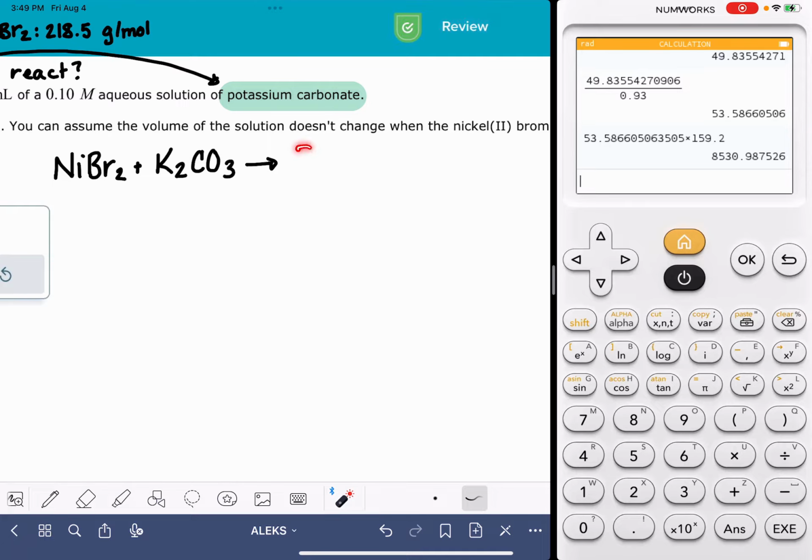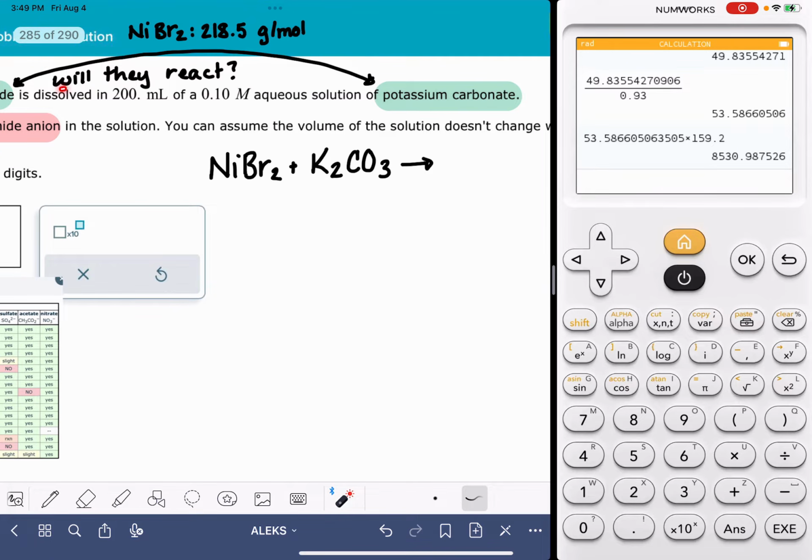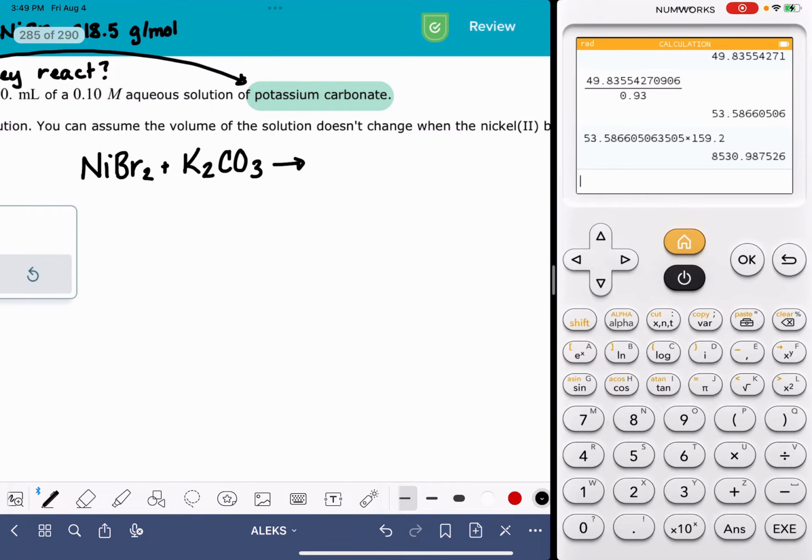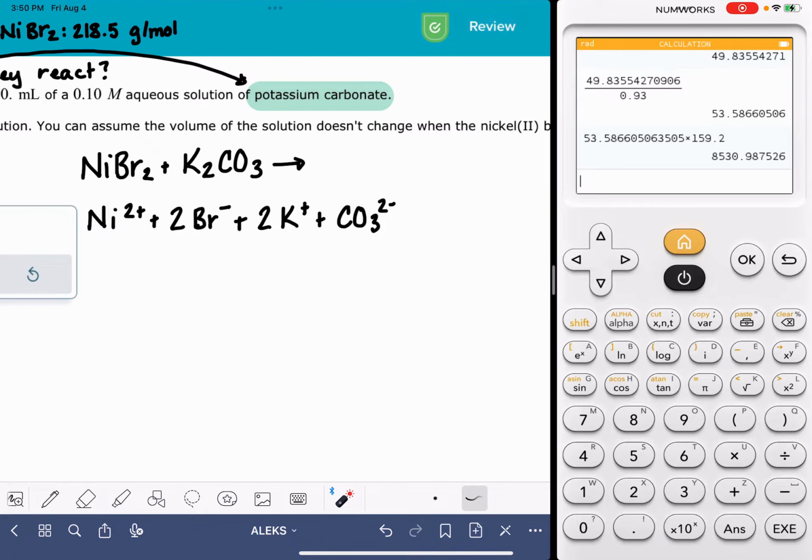If we're being asked to predict the products of a precipitation reaction or determine whether or not these two things are going to react with each other, I think the easiest way to go about doing that is to take these ionic compounds and separate them into cations and anions. So that NiBr2, I want to separate that into the Ni2+ cation and 2 bromide anions, and then the same with the potassium carbonate. I'm going to separate that into the 2 potassium ions and the carbonate anion. I'm leaving states off just to save space and save time.